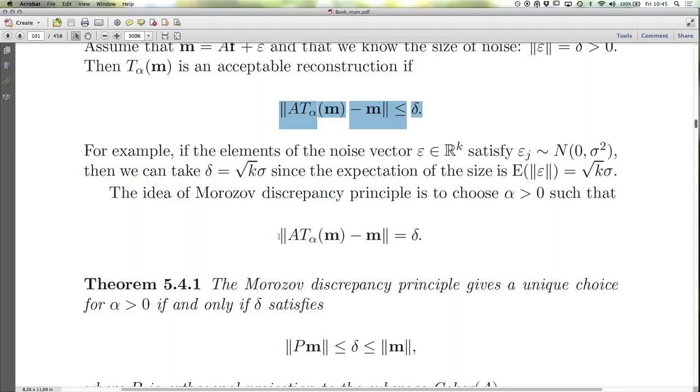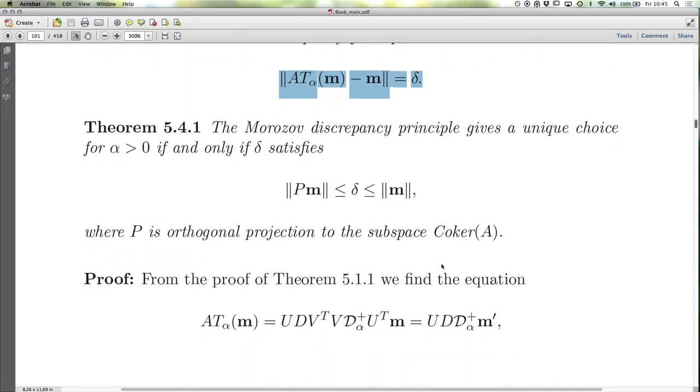We want to find an alpha so that the data discrepancy actually matches the noise level exactly. So this is the principle in Morozov. And then it can even be proved that there will be a unique alpha, if the noise level is within reasonable limits, between the size of the measurement and the norm of the projected measurement. So there's a condition like this for the noise level, but if this is true, then we actually can pick out alpha.